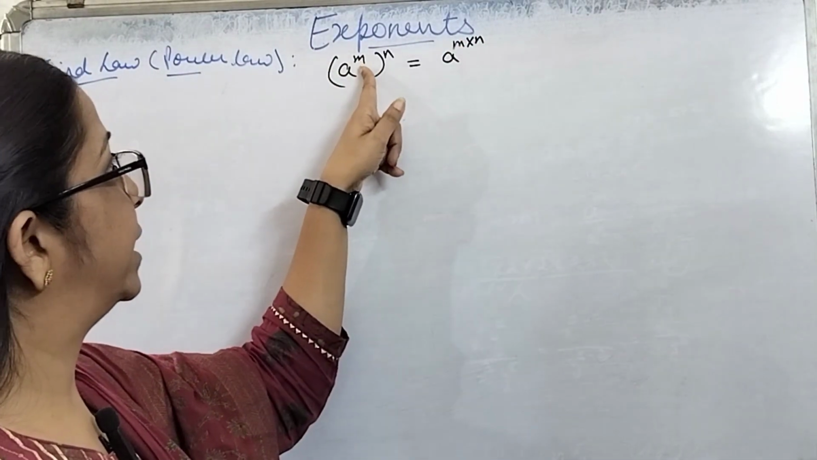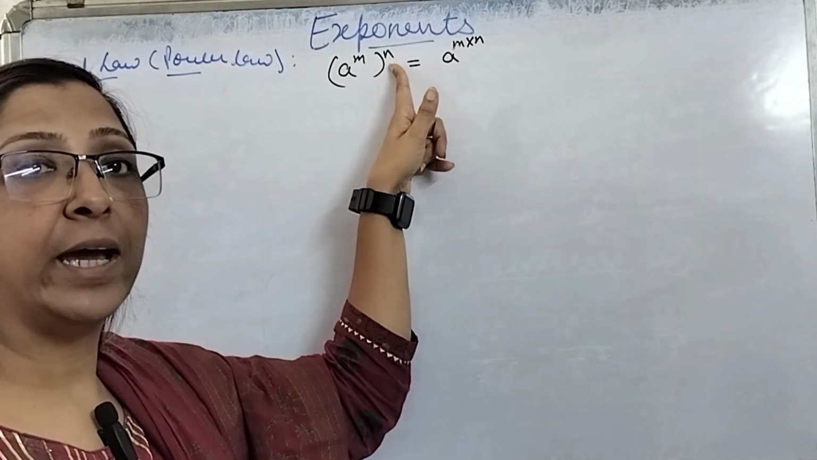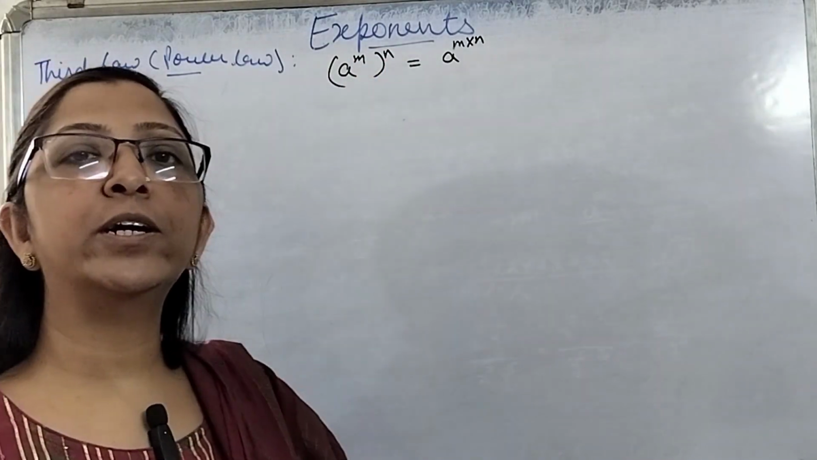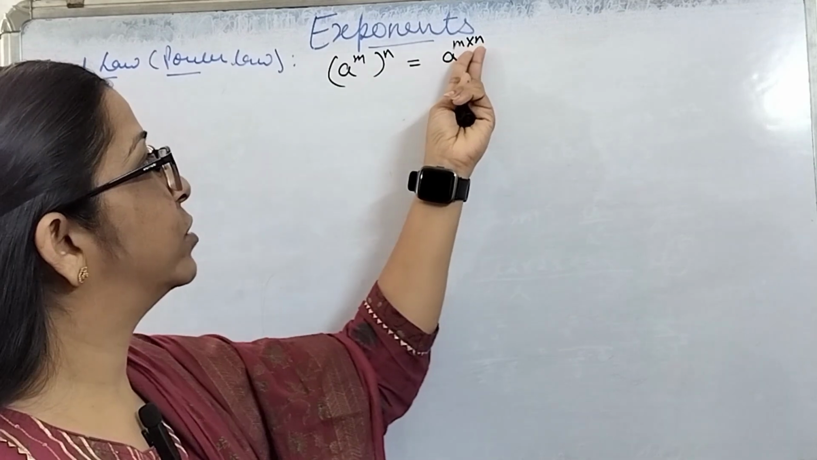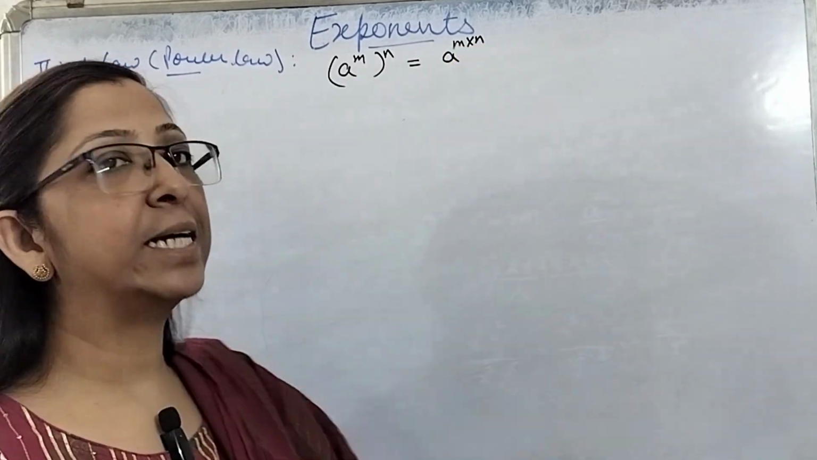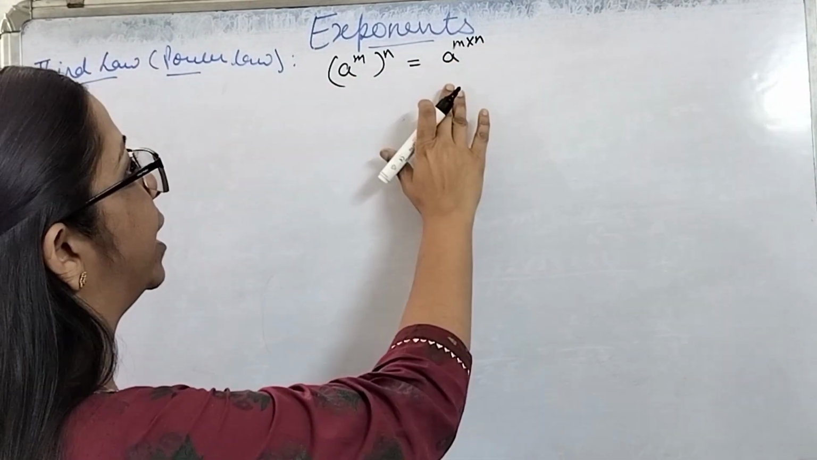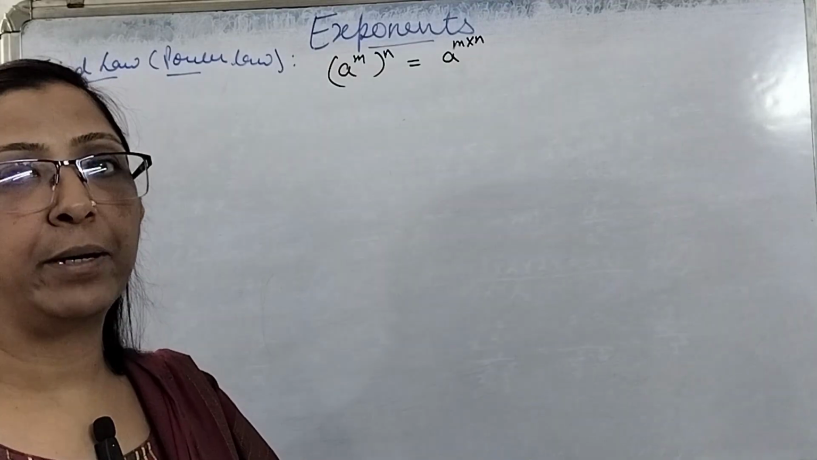Over here one of the indices was m, another index was n. The plural of index is known as indices. So we will be multiplying both the indices and will be keeping the base the same. So its value will be a raised to the power m multiplied by n.